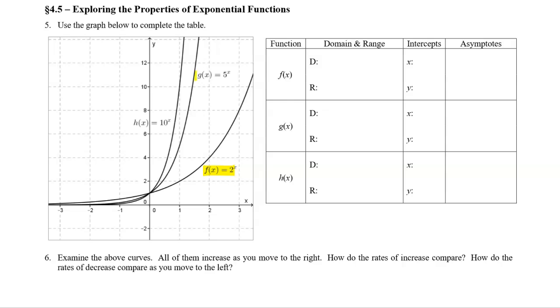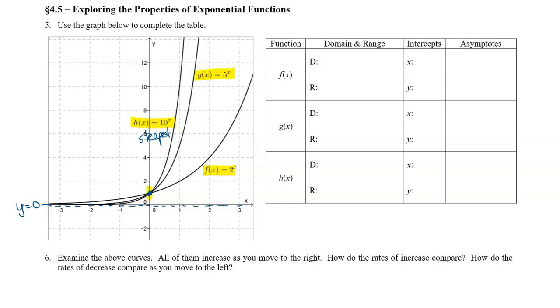That's what we notice here. So let's look at each of these functions, and let's list the domain and range, intercepts, and asymptotes of each of those. You notice that they all go through the point (0, 1), and you notice that they all never cross that y equals 0 line. They're approaching it, but they never touch it nor cross it. So there's our asymptote, and then there's one of our intercepts, that (0, 1) point.